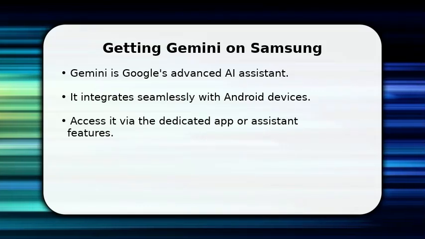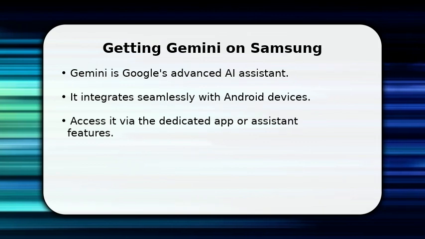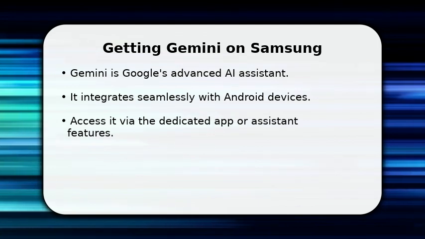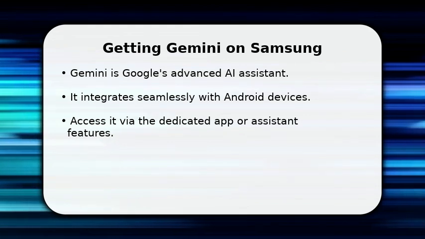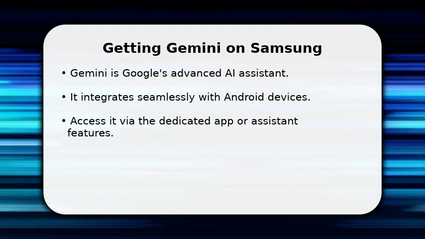In this video, I will explain how to get Gemini on your Samsung phone. First, ensure your device runs a compatible Android version, typically Android 12 or newer. You'll also need a Google account to access Gemini's full features. Check your phone settings to confirm these prerequisites before proceeding with the installation steps. This ensures a smooth setup process.